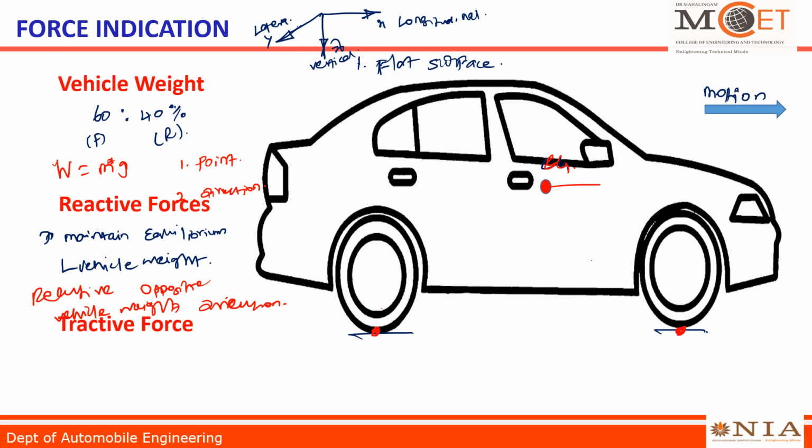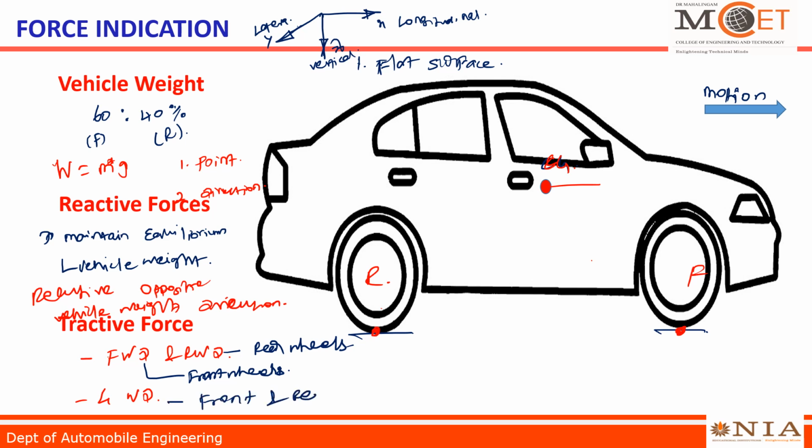The contact patches of the road and tire surface are these 2 points. This one is the front wheel and this one is the rear wheel. The tractive force must act at these points only, but in which wheel the tractive force acts, that we have to find. Totally we have different types of drives: 2-wheel drive, front wheel drive and rear wheel drive, and 4-wheel drive. For front wheel drive, the tractive force will act at the front wheels. For rear wheel drive, the tractive force acts at the rear wheels. For 4-wheel drive, the tractive force will act at the front 2 wheels and rear 2 wheels.